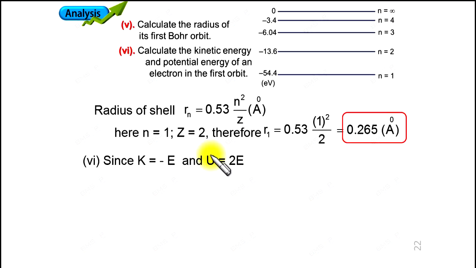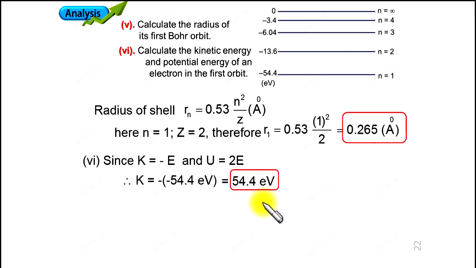This potential is negative and the total energy is also negative. That means this negative value multiplied by the negative sign will be positive, that is, kinetic energy is always positive. So, here we can write the E value for n equal to 1 is minus 54.4. If it is multiplied with the negative sign, this will be equal to 54.4 electron volt. So, this is the kinetic energy for the first orbit, right.